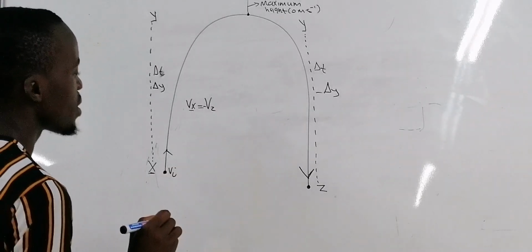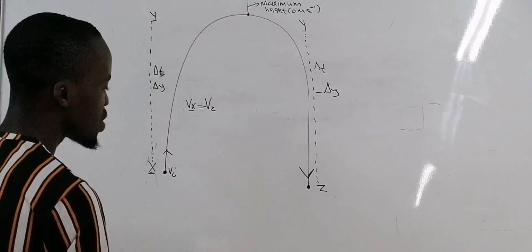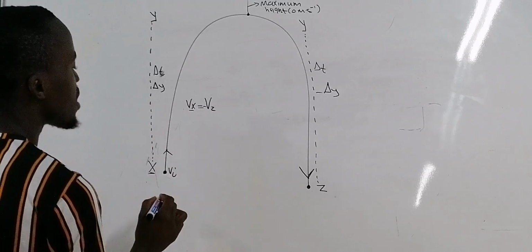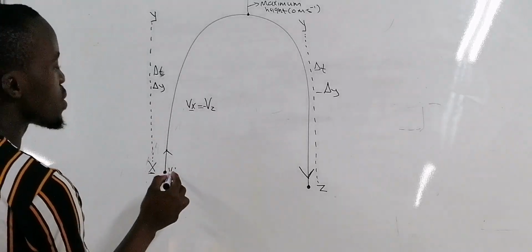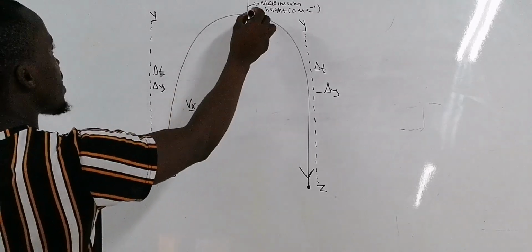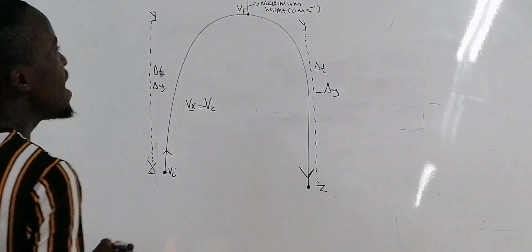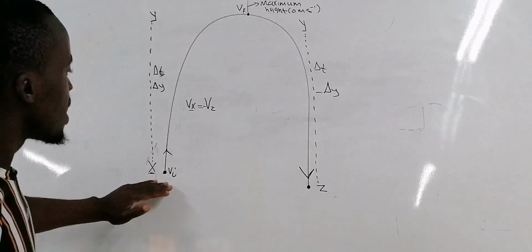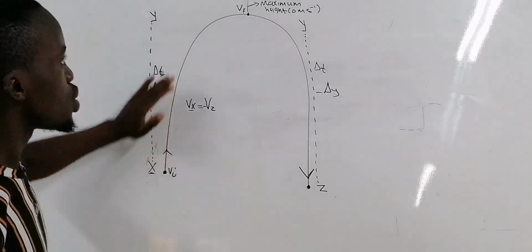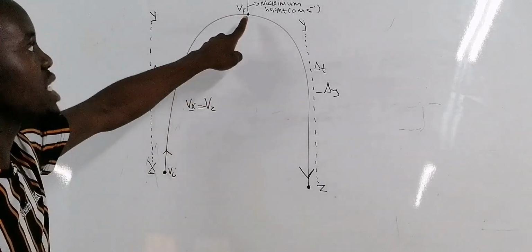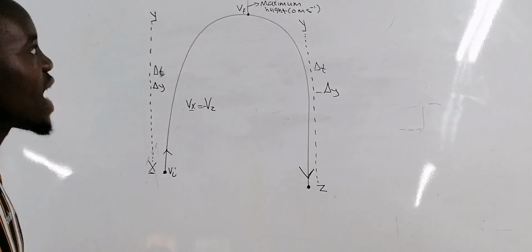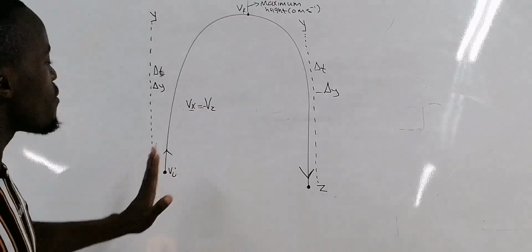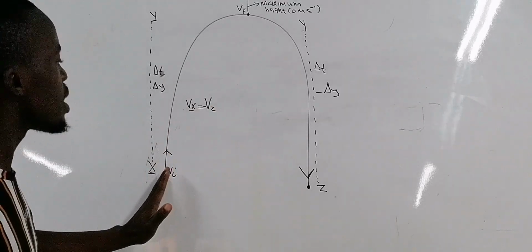Make sure that you listen now, guys. It becomes what? The V initial. The point of projection. When I project it up, the velocity that it leaves the ground with becomes what? The V initial, or initial velocity. Now this one becomes the final velocity if we are only talking about the half motion of this projectile, from the point of projection to the maximum height. So the maximum height becomes V final.